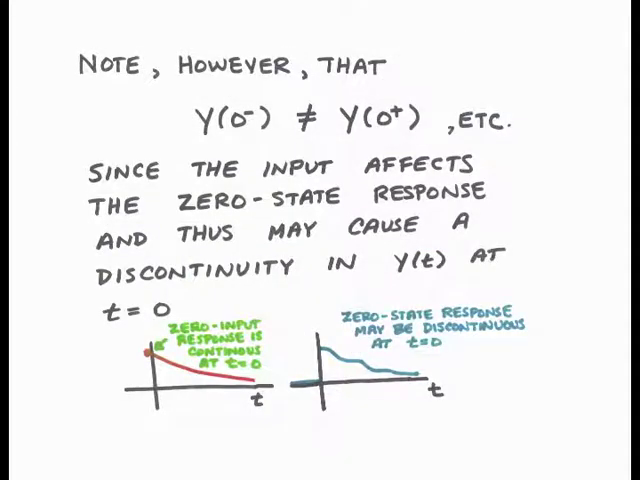I want to emphasize, though, that the total response may be discontinuous from time 0 minus to time 0 plus, even though the zero input response is continuous. The reason why is the zero state response. It may be responding to an input occurring at time 0, and its response may be discontinuous.